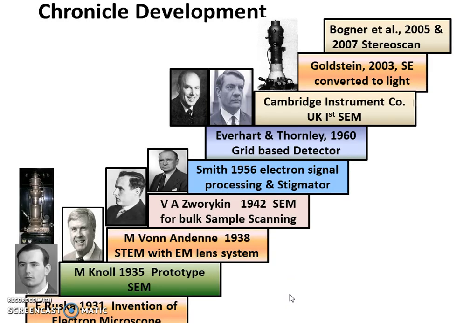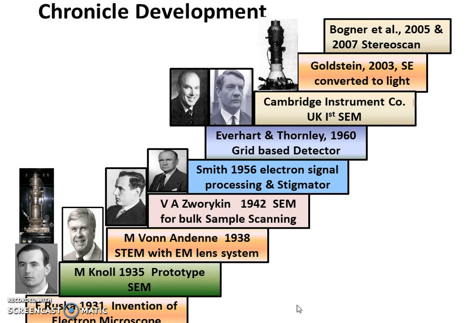If you look at the chronological development of SEM, you will find the first invention was made by Ernst Ruska in 1931. Ernst Ruska was a German physicist. He worked together with electrical engineer M. Knoll, and then together they presented the prototype of SEM, a successful prototype, in 1935. Although the maximum resolution of that SEM was 400, it was the basic model. For that concept, Ernst Ruska got the Nobel Prize.